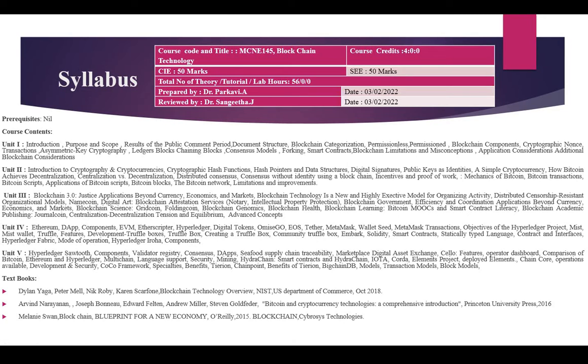So we have used the syllabus with the subject code MCNE 145, and the subject name is blockchain technology. CAE is for 50 marks, and it's a 4 credit course, so the total number of theory sessions is 56. The semester end exam will also be evaluated for 50 marks, and the syllabus was also suggested by me for this course.